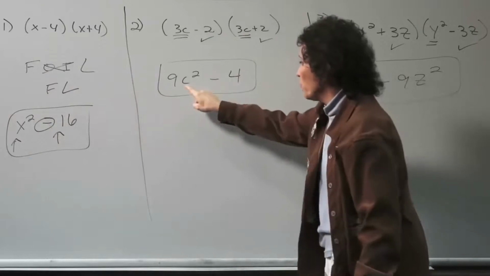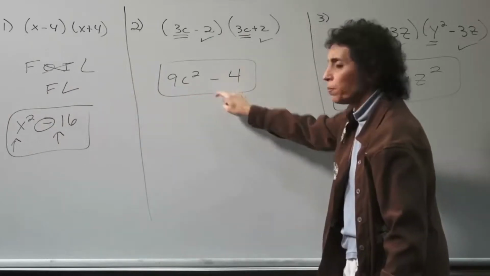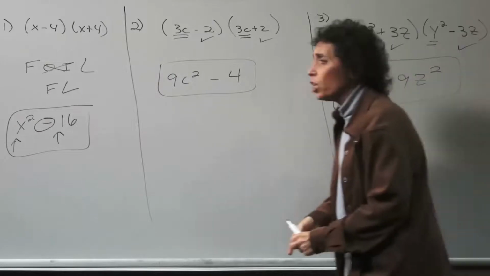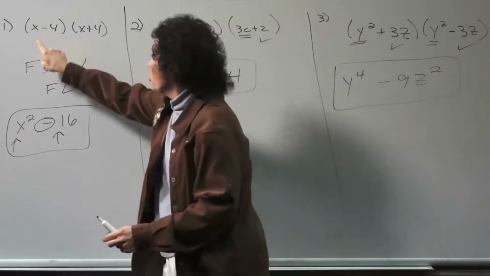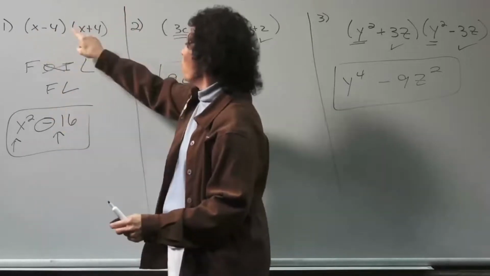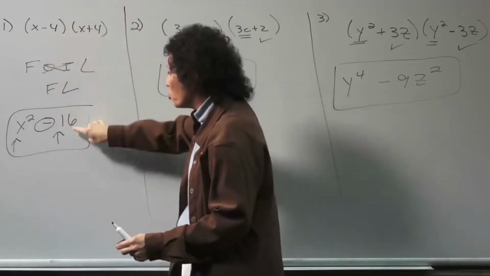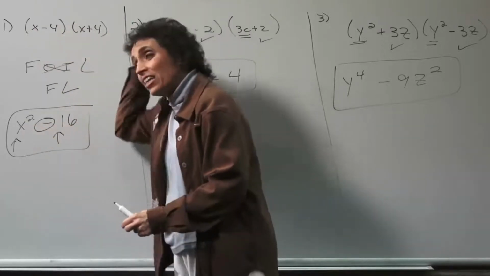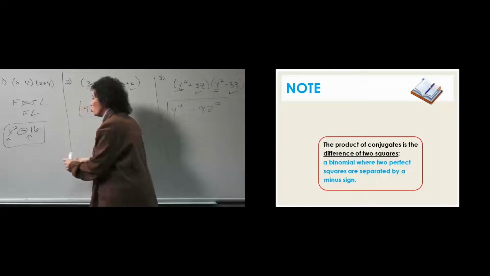Is that true for all of them? Perfect square, separated by a minus. Perfect square, separated by a minus. The reason that's true is because when you multiply the first times the first, they are exactly the same. You multiply the last times the last, the number's the same, but the signs are different. You get something like this, and it's called the difference of 2 squares.